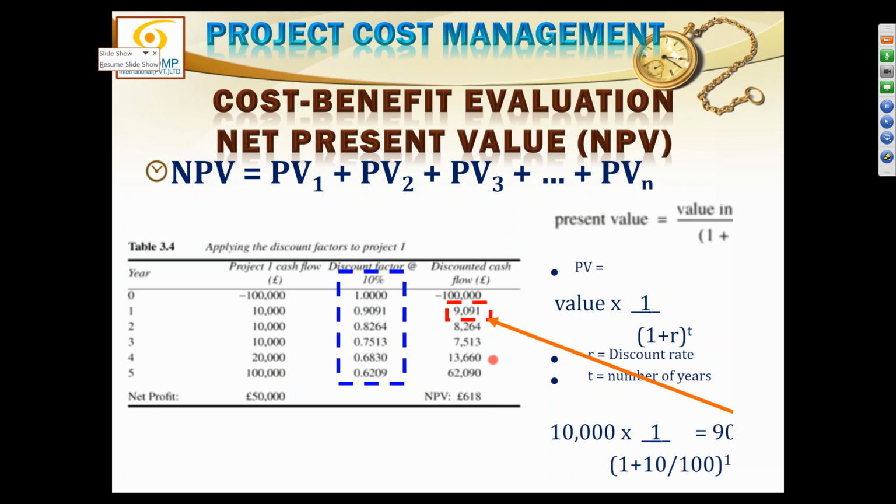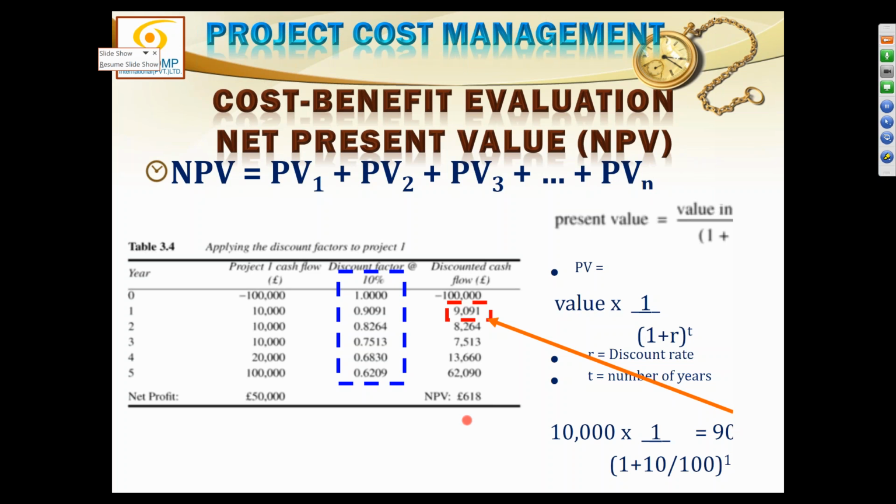If I sum them all up and subtract them from 100,000, the amount which is left in profit is only 618 rupees. As compared to 50,000 net profit, the actual picture is that the net present value is only 618. Net present value is the sum of all of these amounts. Can you see the difference between 50,000 and 618? From the present value of money perspective, you are only making 618 rupees for your investment of 100,000 over 5 years.